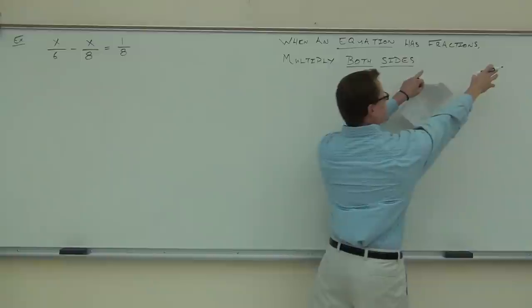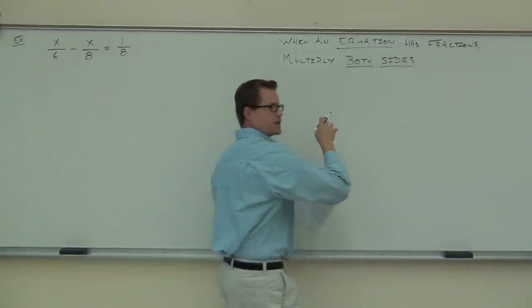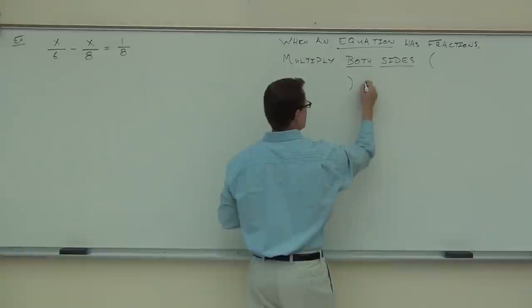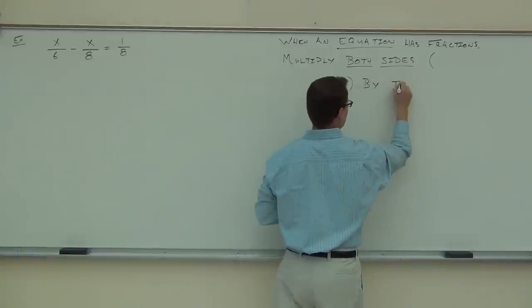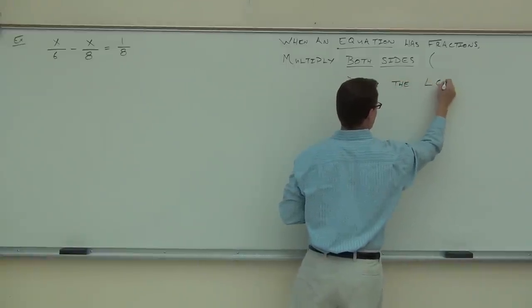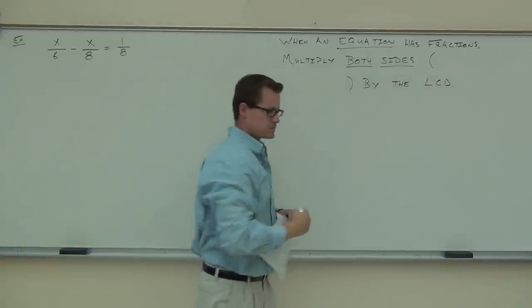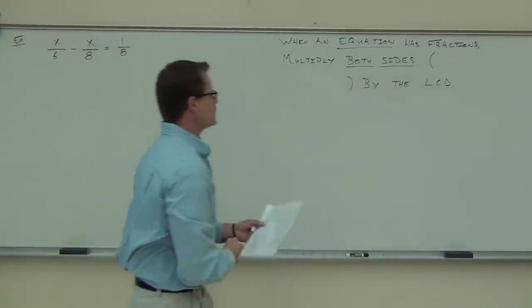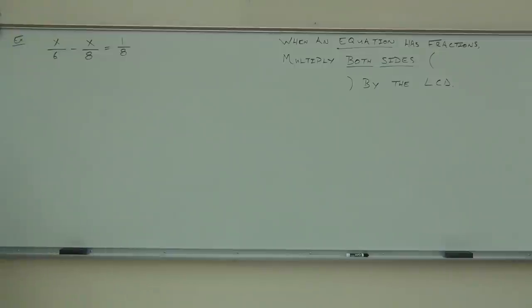By the way, I'm going to leave a little blank spot here, and I'm going to fill it in in just a minute. Multiply both sides by the LCD. Let's work on the LCD. What are our denominators here? How many denominators do we have in our equation? 3 total. You've got to look at all of them. So 1, 2, 3. Now, two of them are the same, so that's the same number.